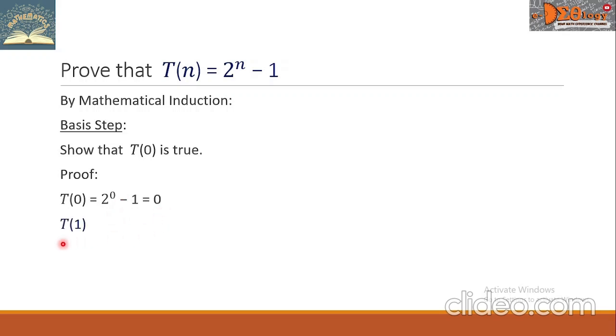If we want, we can also write T of 1. This is equal to 2 raised to 1, then minus 1. 2 raised to 1 is 2. 2 minus 1 is 1. Then we go to the induction step.